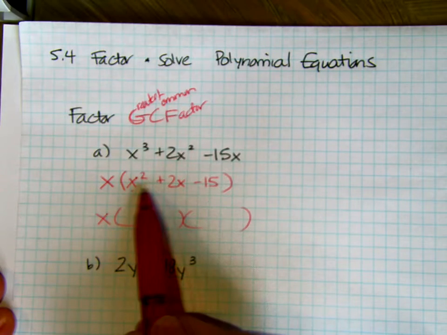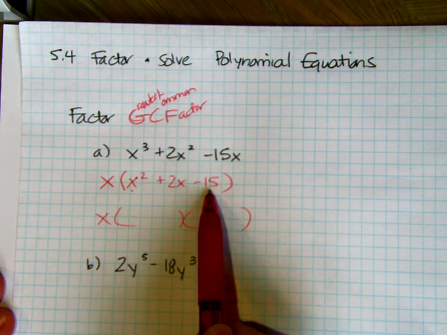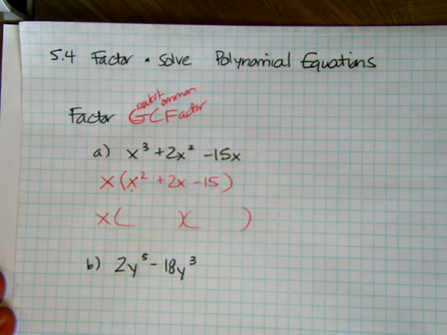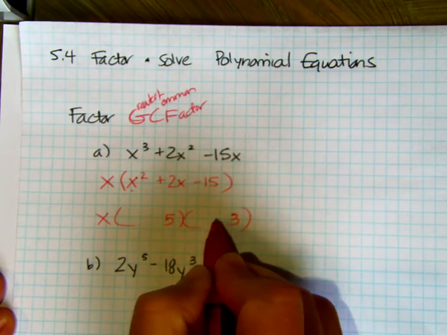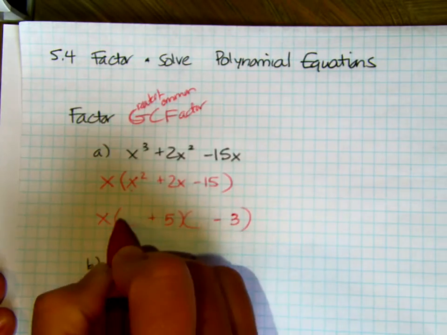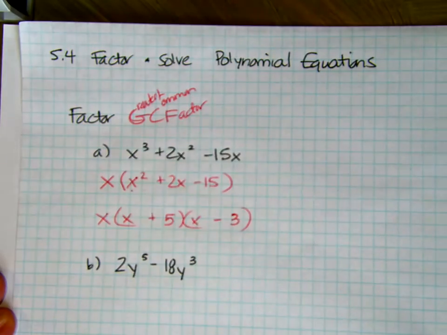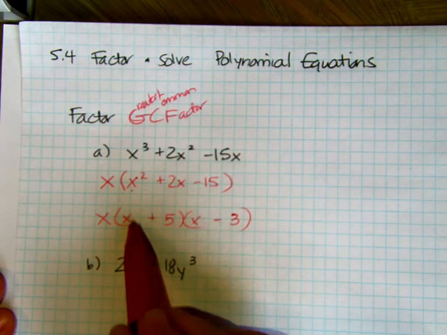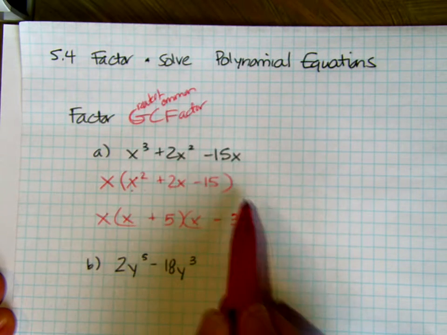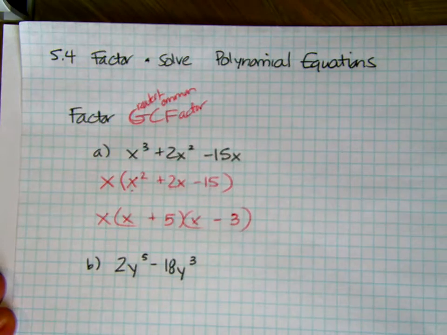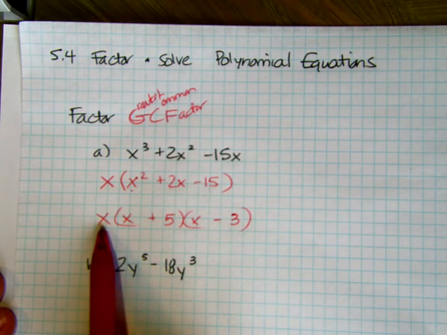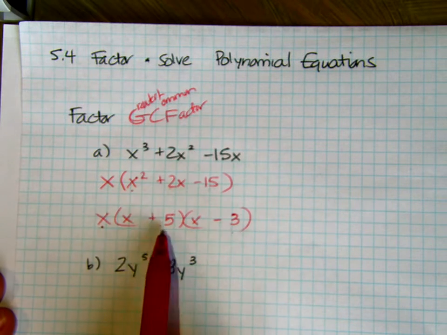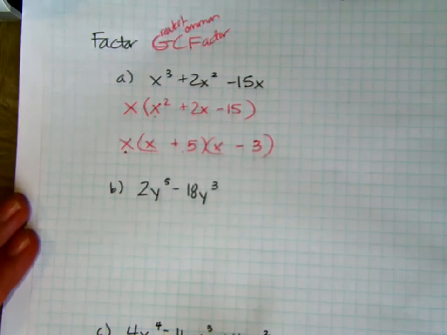Remember our trick, when the leading coefficient is 1, what are the factors of negative 15 that add to 2? 5 and 3, right? And if the 3 is negative and the 5 is positive, I'll get a negative 15 and a positive 2. X squared minus 3x plus 5x would be 2x, plus 5 times negative 3 would be negative 15. So this factors into 3 factors: an x, an x plus 5, and an x minus 3.